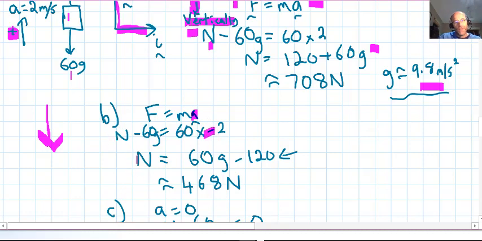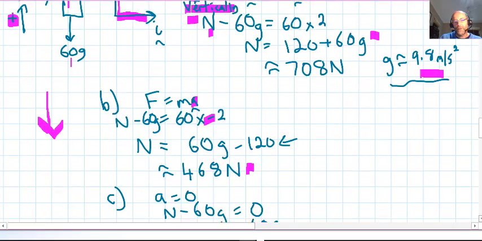Okay, so we have the same thing, except on the right hand side is 60 times negative 2. Rearrange in the same way and using the same assumption for g, 468 newtons. So that would make sense, wouldn't it? A lesser reaction. You've probably felt that in an elevator yourself.